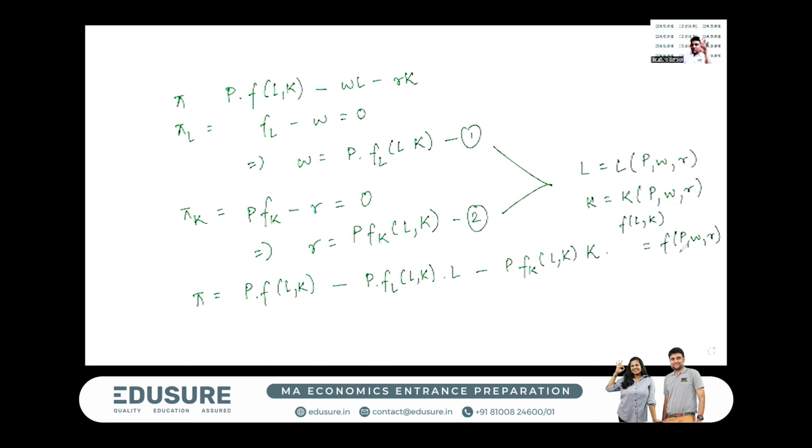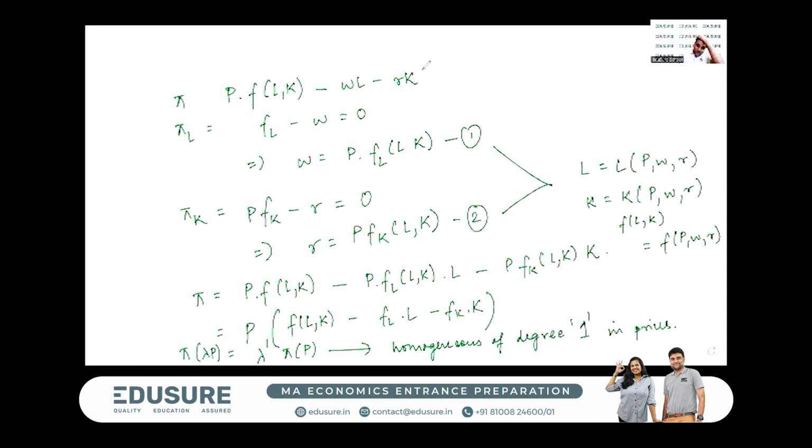Okay, right? But you can think about the profit equation in this way, and hence you can see that I can take P as a common and you will get this. If in the profit equation I multiply my P by lambda, what I'll get is lambda to the power 1 times the profit that was there earlier. Okay, what does this mean? It means that the profit function is homogeneous of degree 1 in prices.